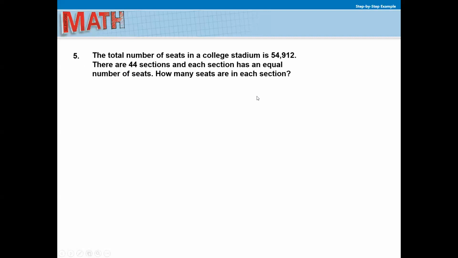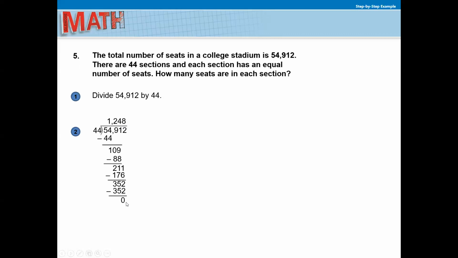Number 5, the total number of seats in a college stadium is 54,912. There are 44 sections, and each section has an equal number of seats. How many seats are in each section? Divide 54,912 by 44. 54,912 divided by 44 is 1,248. Because there's a 0, we have no remainder. There are 1,248 seats in each section.